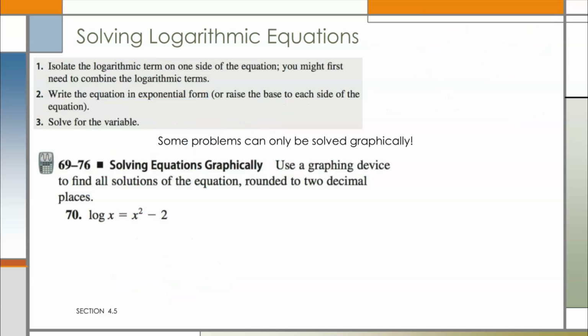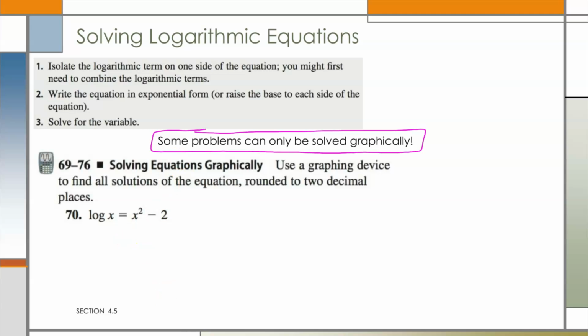Problem number 70. Use a graphing device to find all solutions of the equation rounded to 2 decimal places. Some problems can't be done by hand. Sometimes we have to do a problem using our graphing calculator. Here's one where we're using our graphical device to find solutions to the equation.